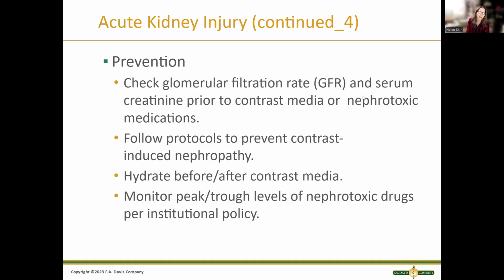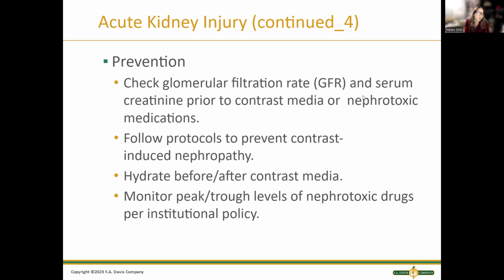We talked about that last chapter, right? Because we don't want creatinine to compete with the contrast for clearance. We want to be sure that one can filter out and then the other won't interfere. We also want to follow protocols to prevent contrast-induced nephropathy or contrast-induced acute kidney injury. We want to hydrate before and after the contrast media in order to allow the kidneys to have more fluids to work with to filter these out.